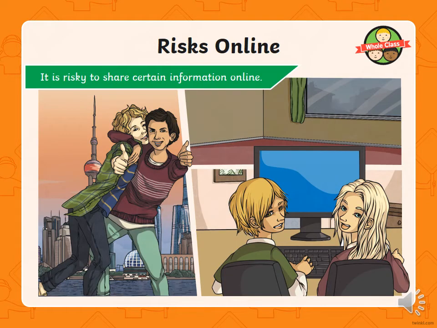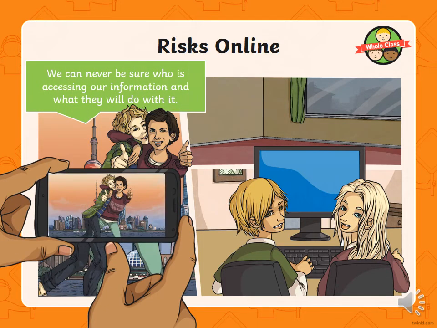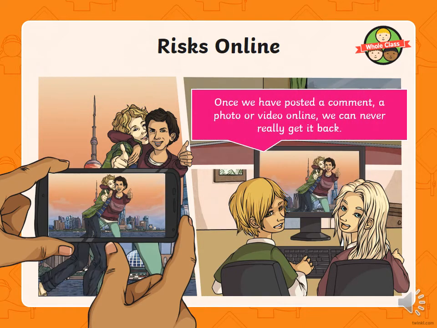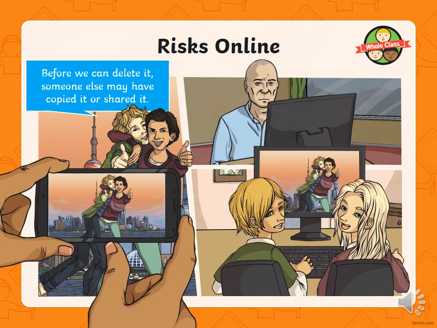It is risky to share certain information online. We can never be sure who's accessing our information and what they will do with it. Once you've posted a comment, photo or video, we can never really get it back because you don't know who's saved it, downloaded it, and where it's gone. Before we can delete it, someone else may have copied it or shared it.